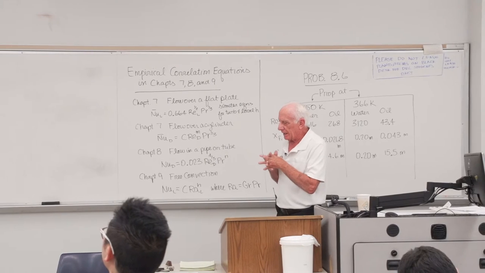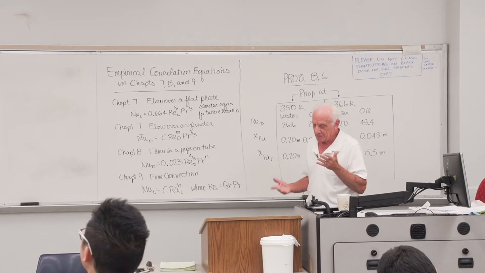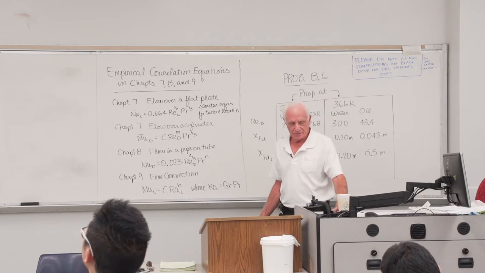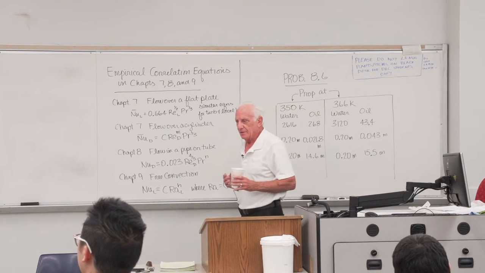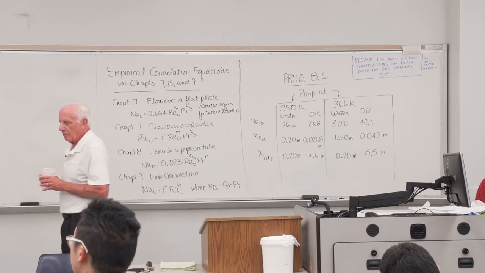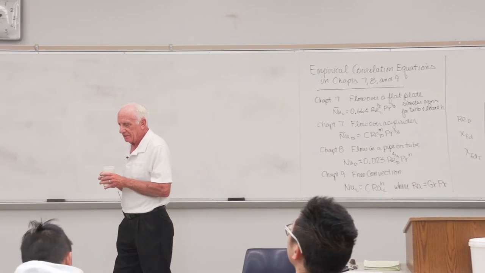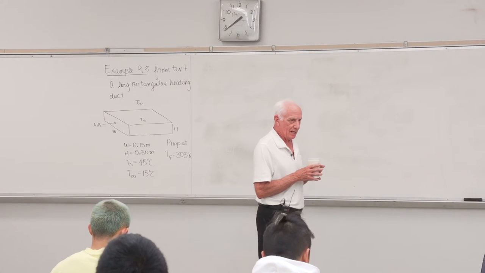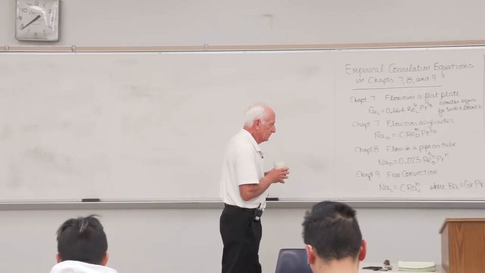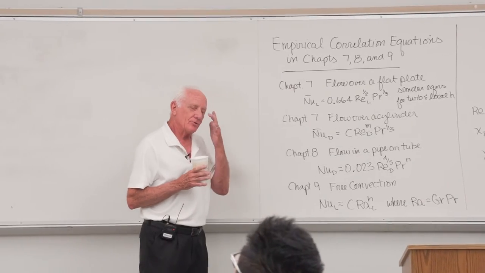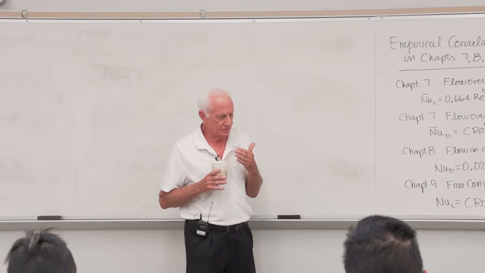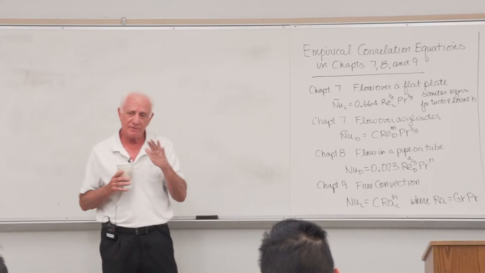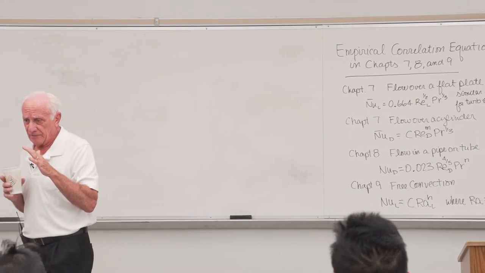But let's go back. We've spent the last several weeks on convection heat transfer. We started out in chapter 6, more of an overview type chapter. We got into chapter 7, flow over external surfaces. Chapter 8, flow inside cylinders or tubes or pipes. Chapter 9, free convection heat transfer. And if you go back, just so you can see the similarity of these chapters, look at chapter 7. Now we're trying to find h, because once we find h, we can find q.